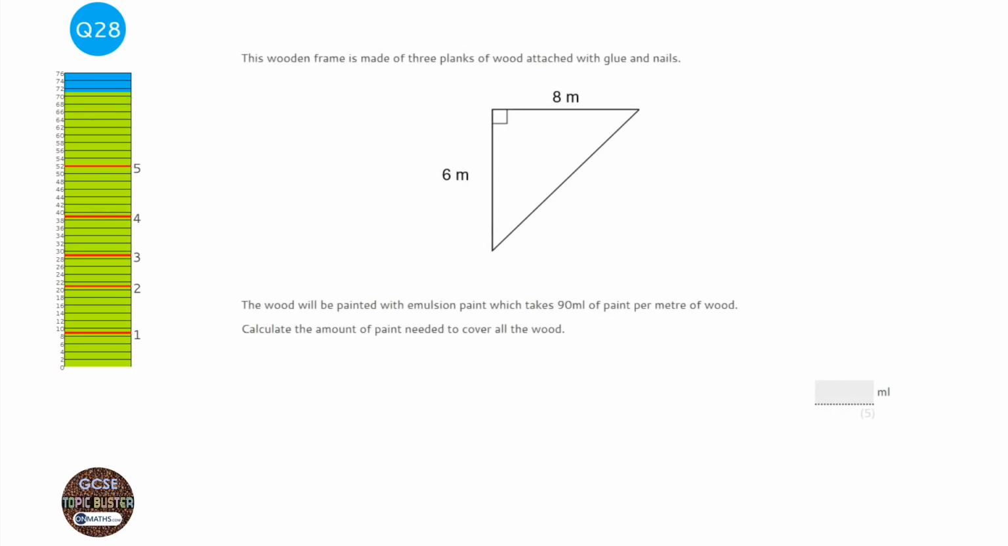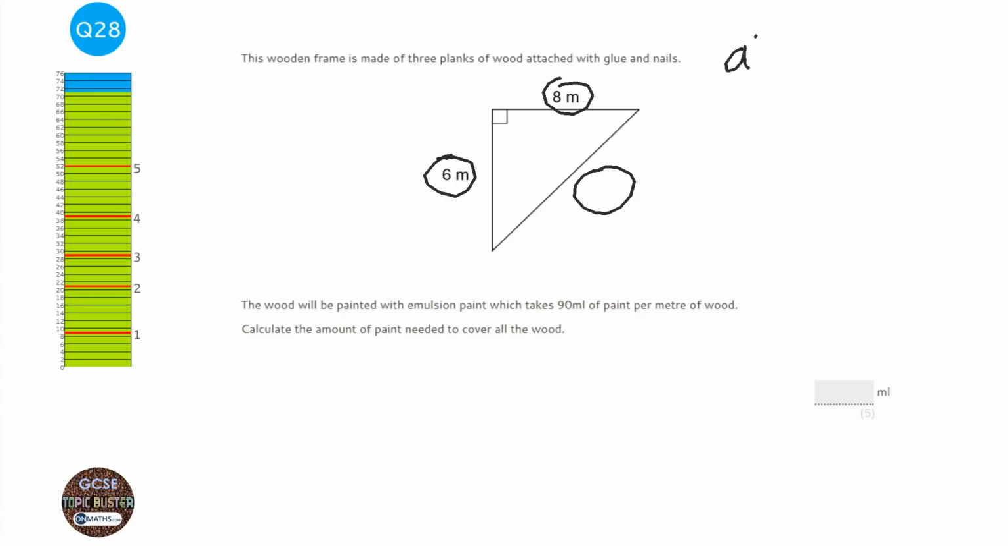Okay, so we've got quite a lot going on with this question. We've got three planks of wood attached by glue and nails, so we don't need to worry about the joins. But we're looking at the three planks of wood. Now, we've got two of the lengths. One is 6 metres, and the other's 8 metres. But we need to find, obviously, the third length here to be able to continue with this question. So, given the fact it's a right angle triangle, and we know two of the lengths, and we're finding a third length, it's going to be Pythagoras.